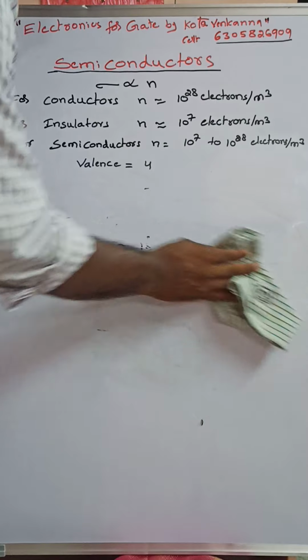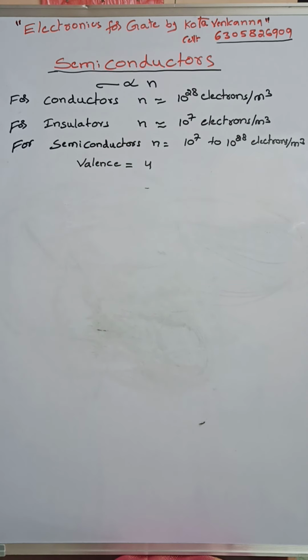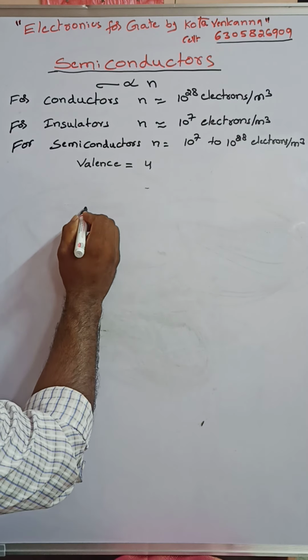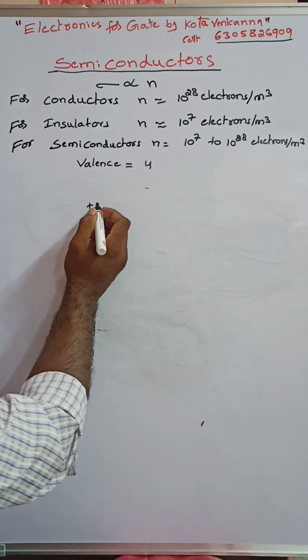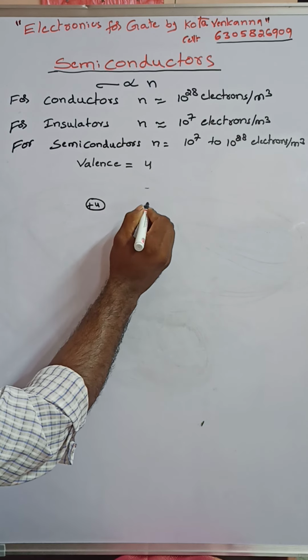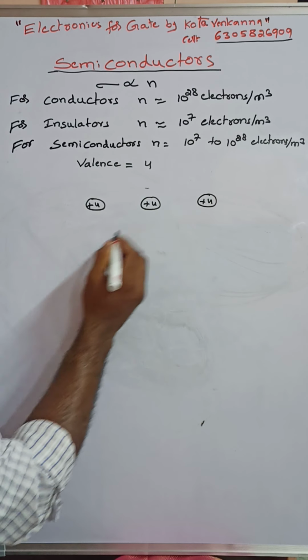Now the crystal structure of a semiconductor. A semiconductor consists of a tetrahedron structure, so the semiconductor atom is a tetravalent atom. This is the crystal. For example, take the germanium atom with 4 valence electrons. This is 4 valence electrons, and this is 4 valence electrons.